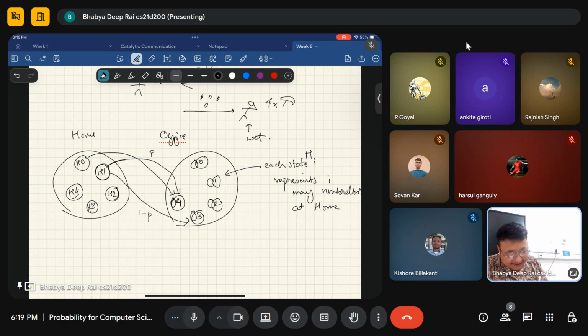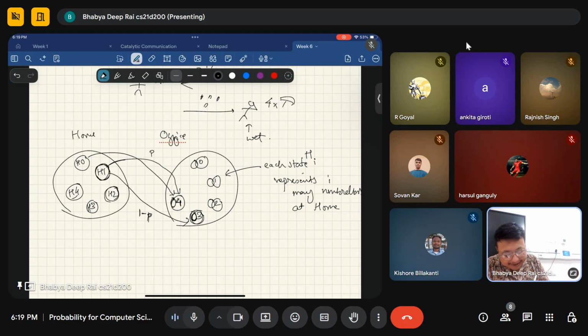And let's say I'm at H1 only, which means one umbrella at home, which means at the office I have three umbrellas. And it does not rain with what probability? 1 minus p. So with 1 minus p probability, I do not take the umbrella and go to the office. And how many umbrellas are in the office? I have not taken the umbrella, so the three umbrellas stay in the office.